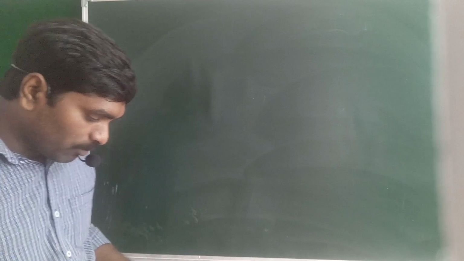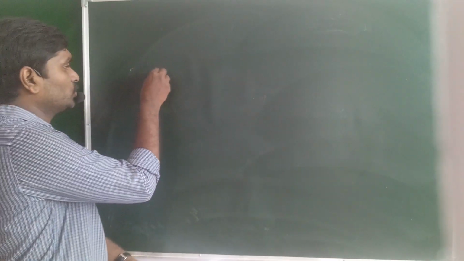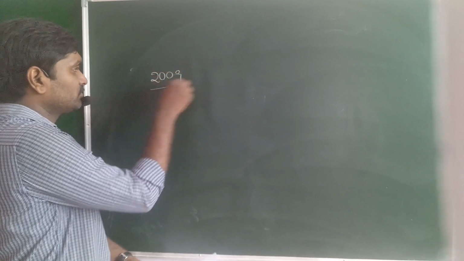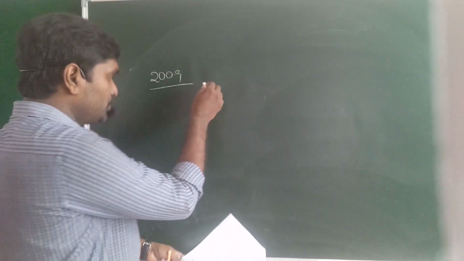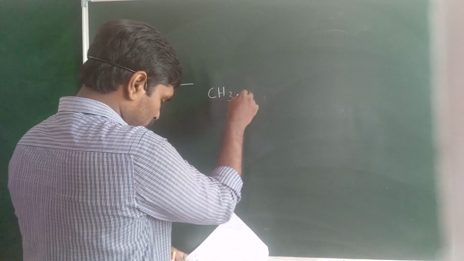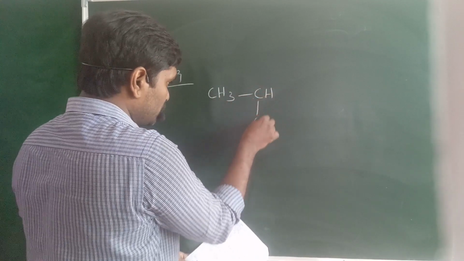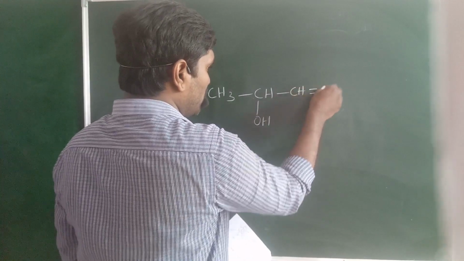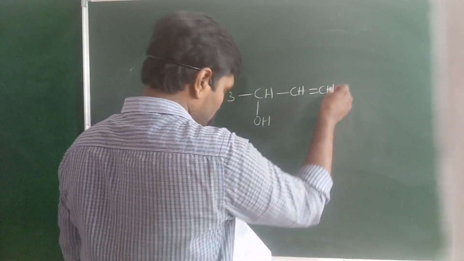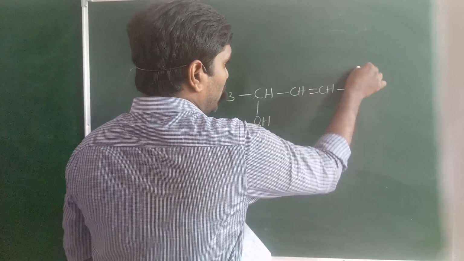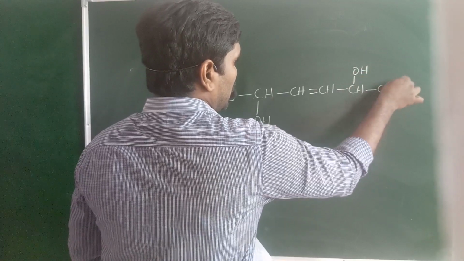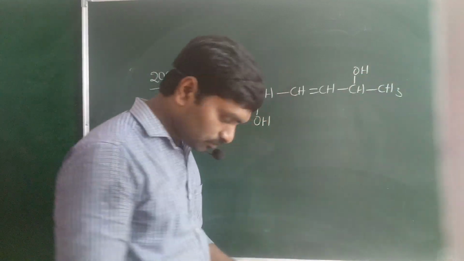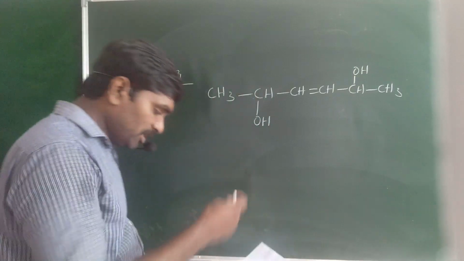The correct statement about the compound, 2009 Advanced: CH3, CHOH, CH double bond CH, CHOH, CH3. So which may be the X?